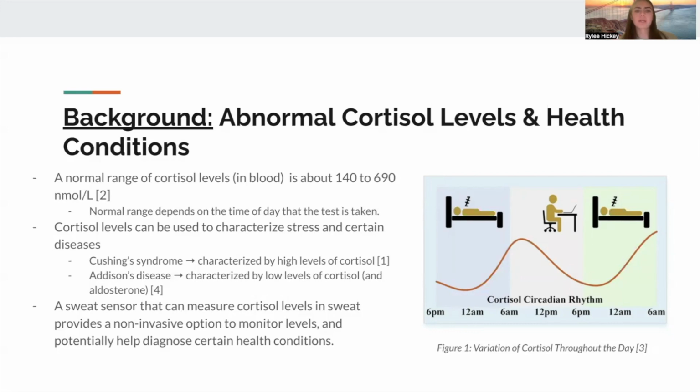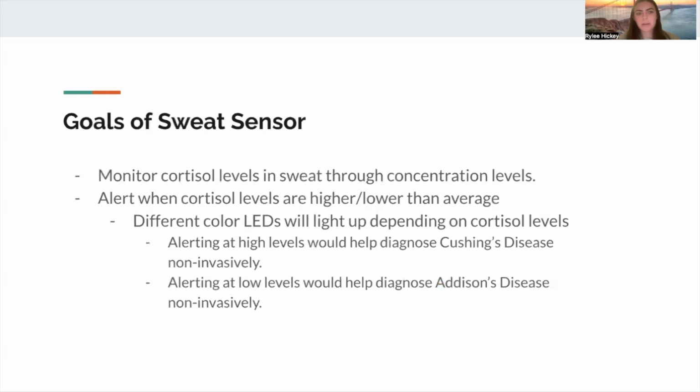Cortisol levels can be used to characterize stress in certain diseases. For example, Cushing's syndrome is characterized by high levels of cortisol, and Addison's disease is characterized by low levels of cortisol and aldosterone. Therefore, a sweat sensor that can measure these cortisol levels provides a non-invasive option to monitor these levels and potentially help diagnose certain health conditions such as Cushing's or Addison's disease, without the need to draw blood.